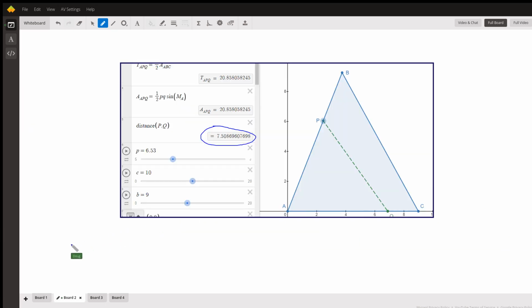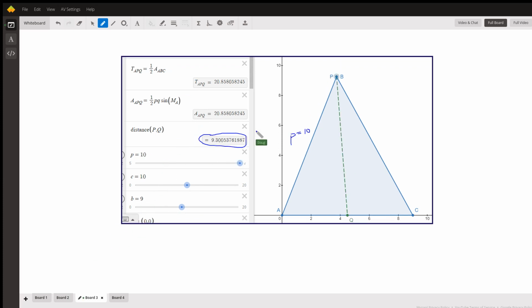If I go to board 2 and change P to 6.53, Q moves over here to the left. The distance between P and Q is about 7.5. But the area is still what is required. One more example, if I move P all the way up to point B, P is 10, the distance from P to Q is 9, even though APQ is still half the area of the big triangle.